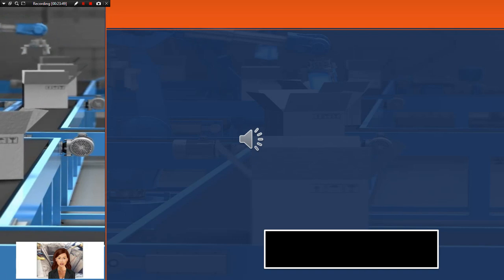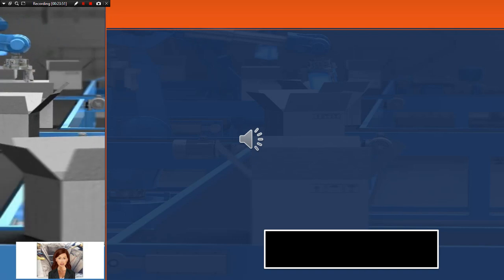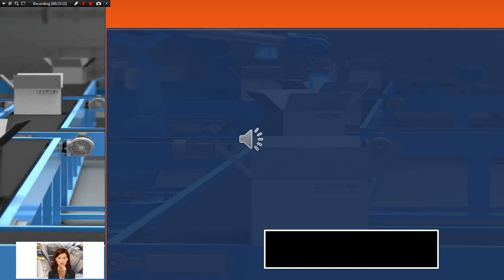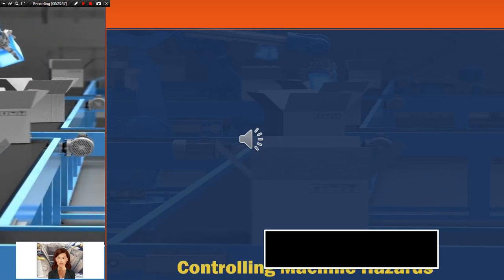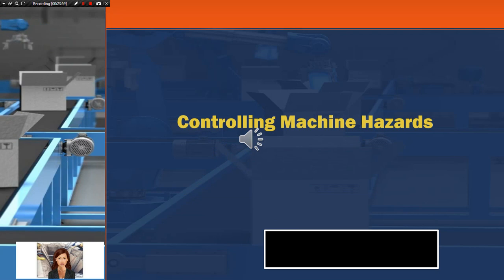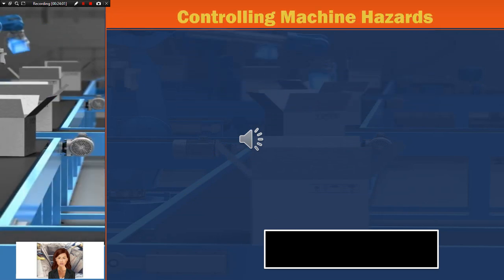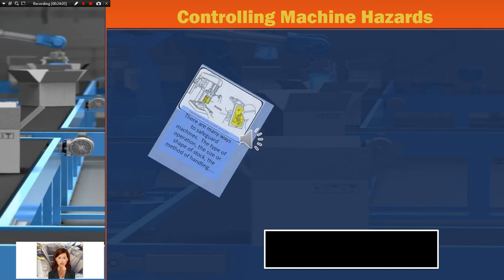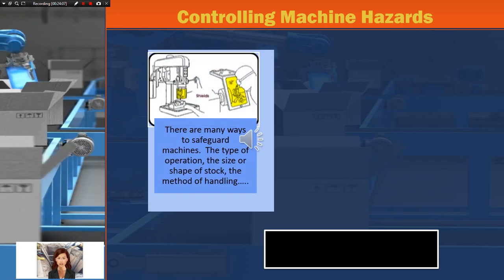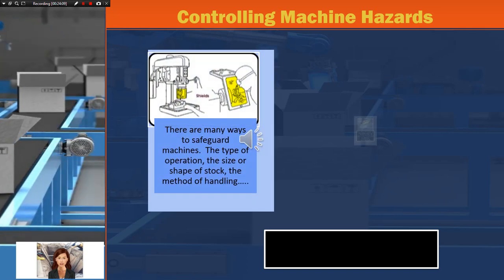Controlling machine hazards. There are many ways to safeguard machines. The type of operation, the size or shape of stock, the method of handling, the physical layout of the work area, the type of material, and production requirements. As a general rule, power transmission apparatus is best protected by fixed guards that enclose the danger areas.